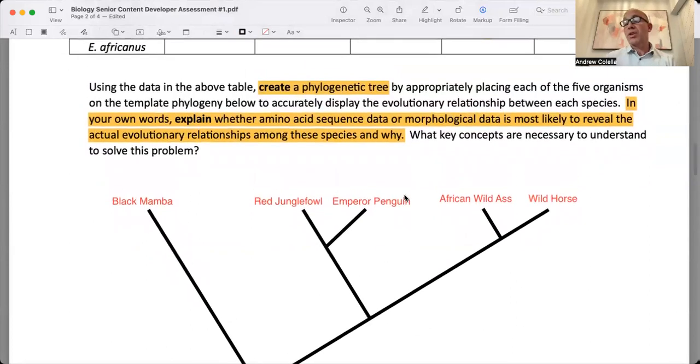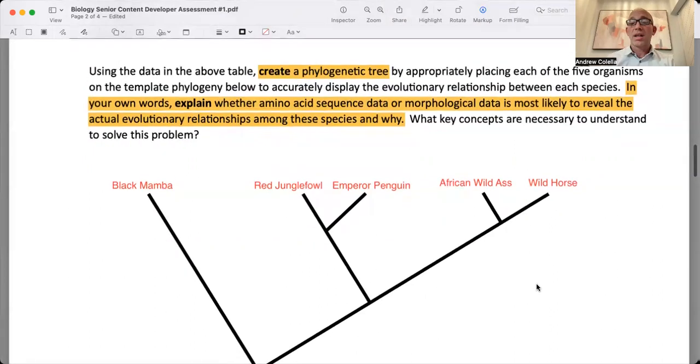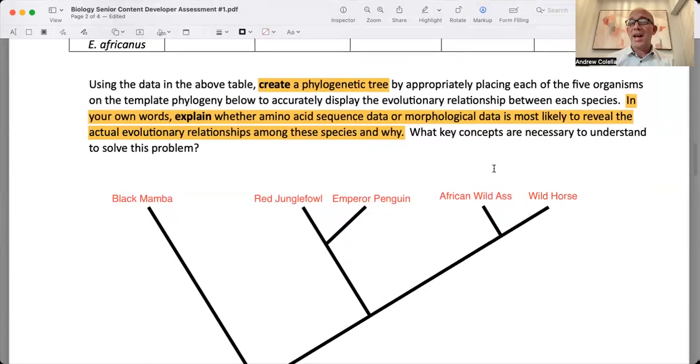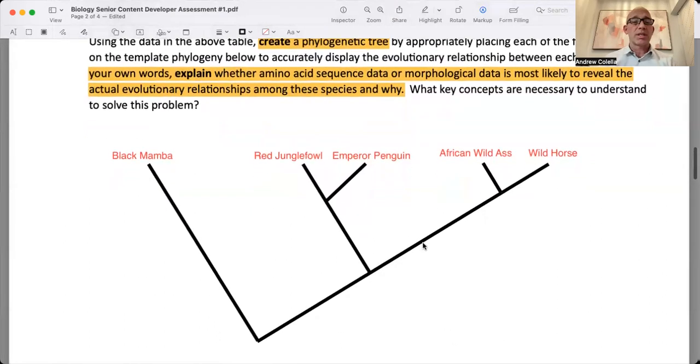So let's see if we've answered the question, right? We always want to make sure that we've done our due diligence in making sure our response is complete. Did we create a phylogenetic tree? Yeah, we sure did right here. In your own words, did we explain whether amino acid sequence data or morphological data is better? I think I made a pretty good case for my amino acid sequences.